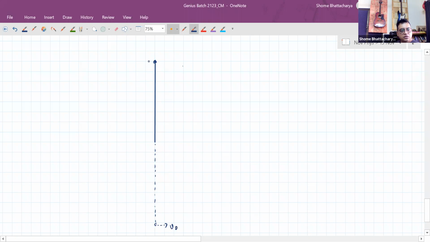It had some V naught here, but by the time it's reached here, it needs to have some speed, because without that there's no way there'll be tension in the thread. So the condition is not about reaching that point actually. The condition is about reaching that point with the string being tight. So we want the tension in the thread to be a non-zero quantity, or just about zero at the highest point is also okay.